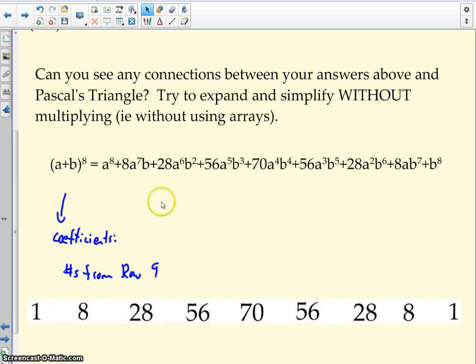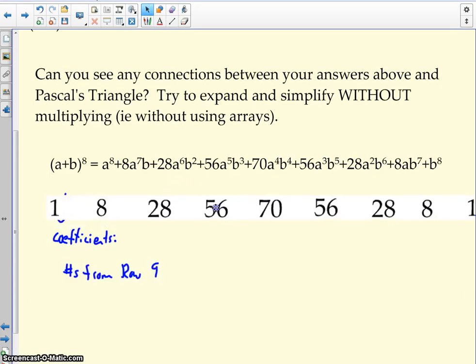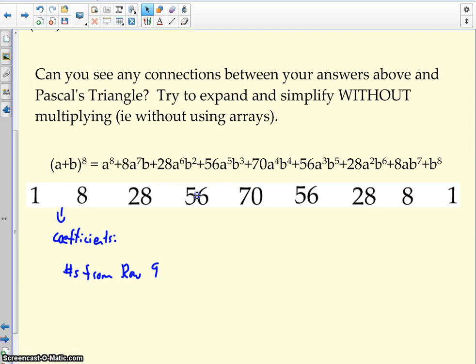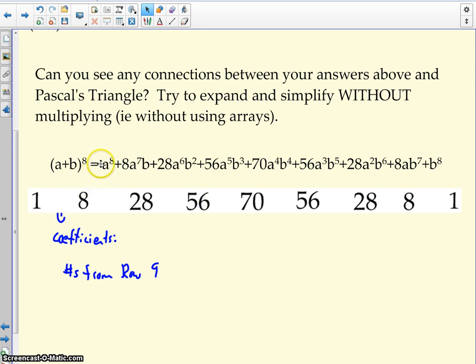Okay, so your expanded form should look something like this. I took these coefficients directly from row 9 of Pascal's triangle. So you can see the coefficients were 1, 8, 28, 56, 70, 56, 28, 8, then 1. I started off with a to the exponent 8 for the first term, then took 1 away from the power each time until we ran out. I started with b to the 0, so it was gone, then added a b to each term until I got up to b to the exponent 8.